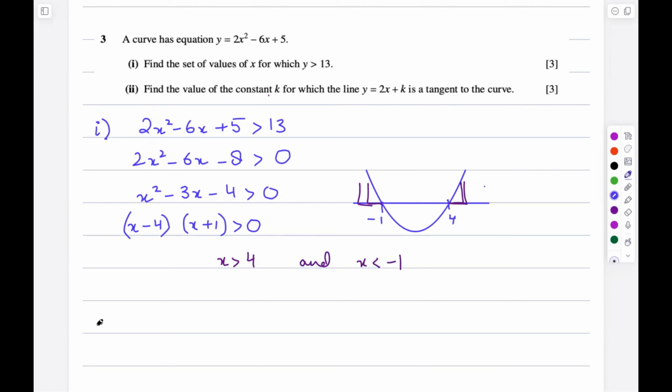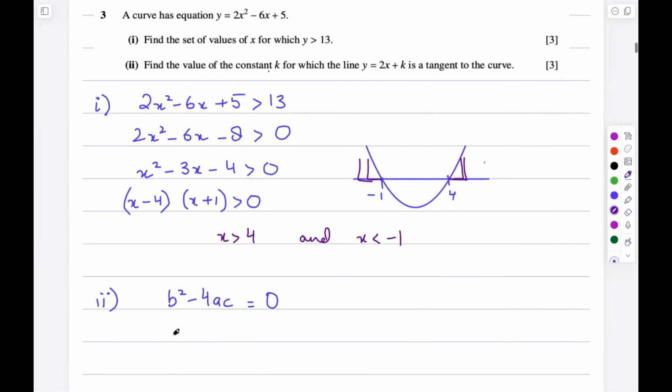In part 2, it says find the value of the constant k for which the line y equals 2x plus k is a tangent to the curve. Now, the equation of the curve is 2x squared minus 6x plus 5, and the equation of the line is 2x plus k. As we have an unknown constant, we'll have to use the discriminant b squared minus 4ac. And as it is a tangent, which means there is only one point of intersection, b squared minus 4ac will be equal to 0.